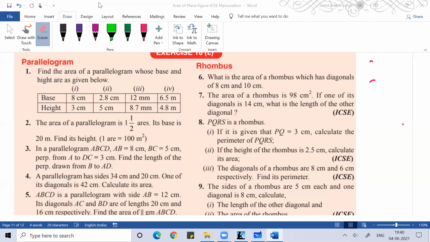So 7.5. So 1 by 2 means how much? 150, 100 plus 50, yes, sir. 150 divided by 20 is 7.5, sir. You will get 7.5 meter.